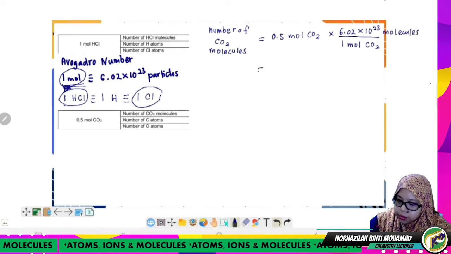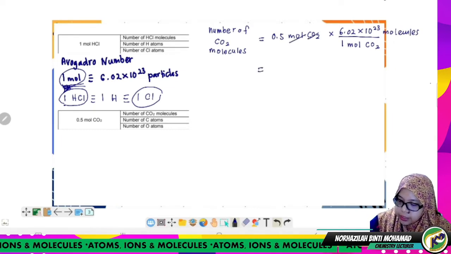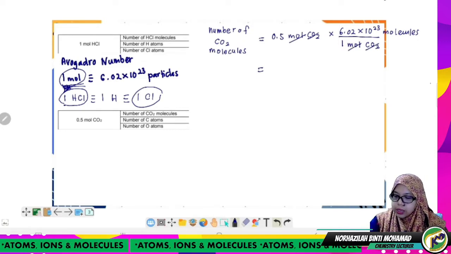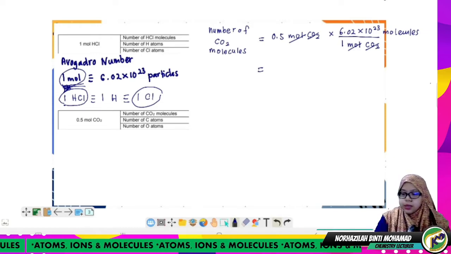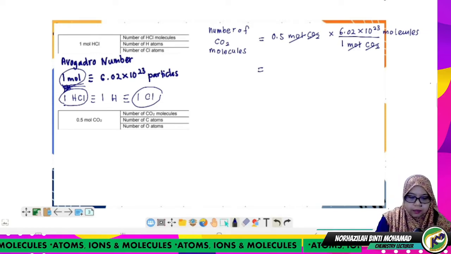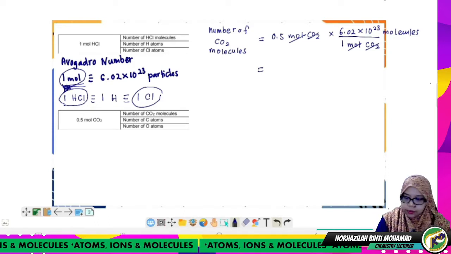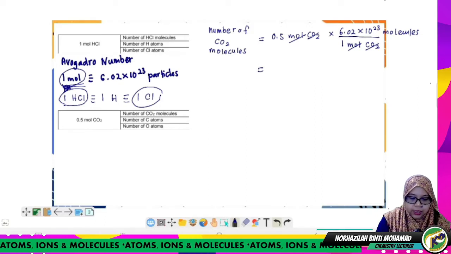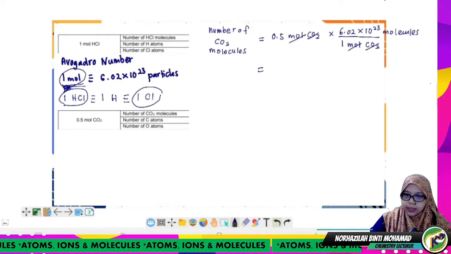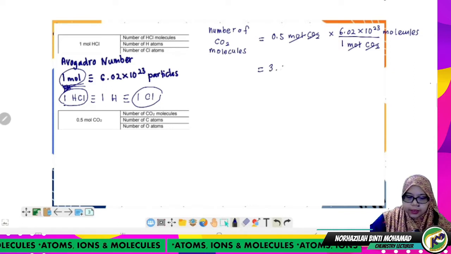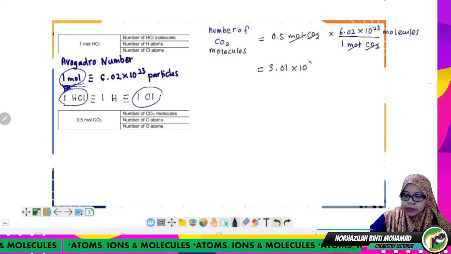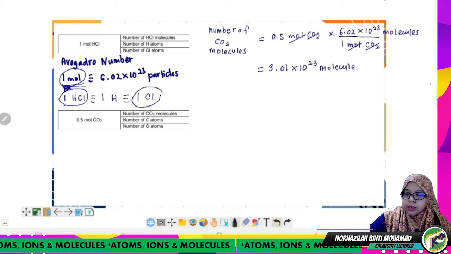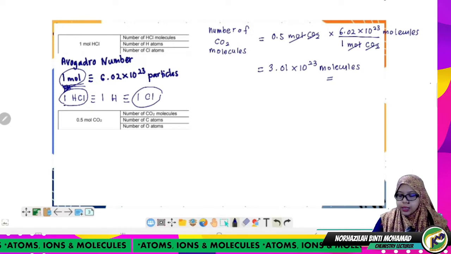Okay, so we can cancel the unit mole. For the answer, we just multiply 0.5 with 6.02 exponent 23. So the answer is 3.01 exponent 23. The unit is molecules. Okay, so this is the answer.